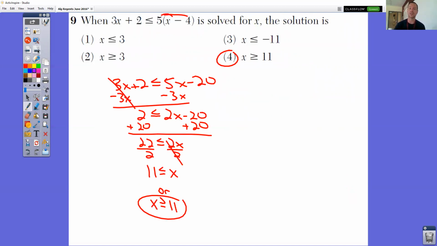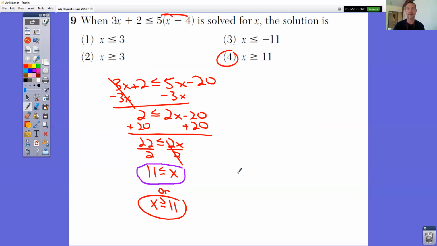Question number 9. We're just solving this inequality. So we have to do the distributive property first, 5 times x, 5 times -4 to get 5x minus 20. There are lots of different ways that you could do this. I chose to subtract 3x from both sides first, just to try and get that number all by itself. No matter which way you end up doing it, you get x is greater than or equal to 11. Remember, if you get a backwards answer like I did here, you do have to flip everything around, including the sign. So be very careful there.